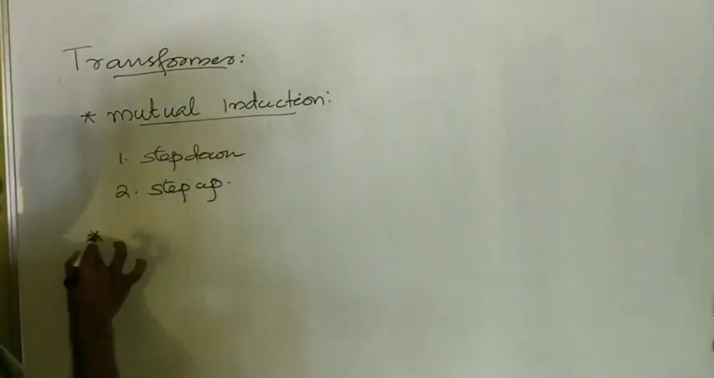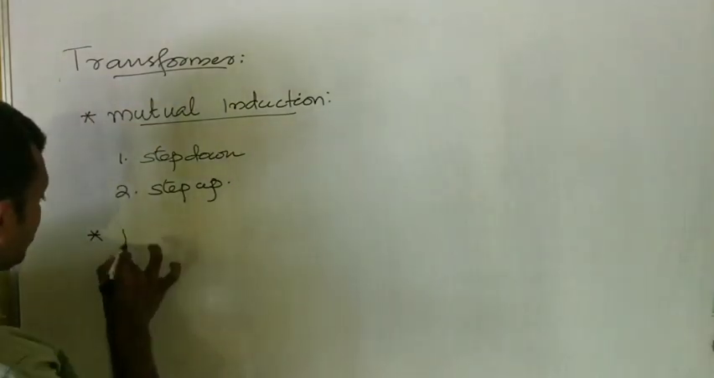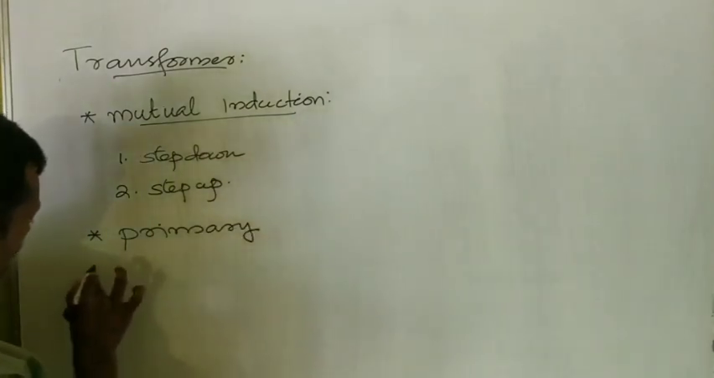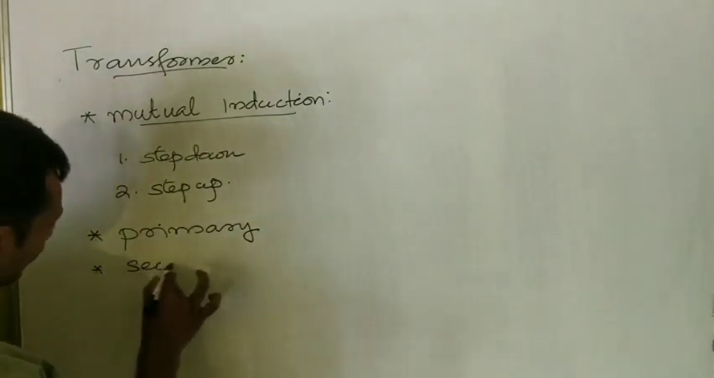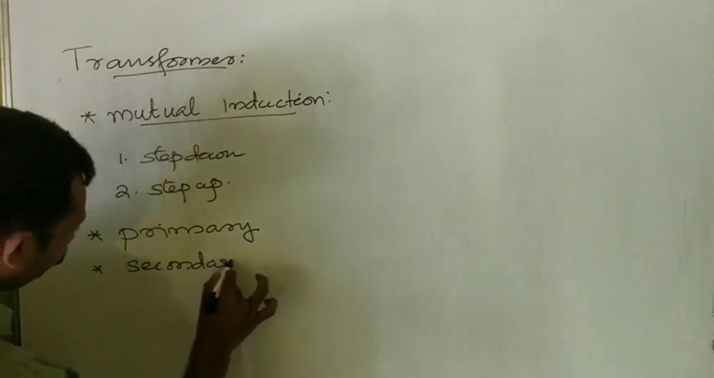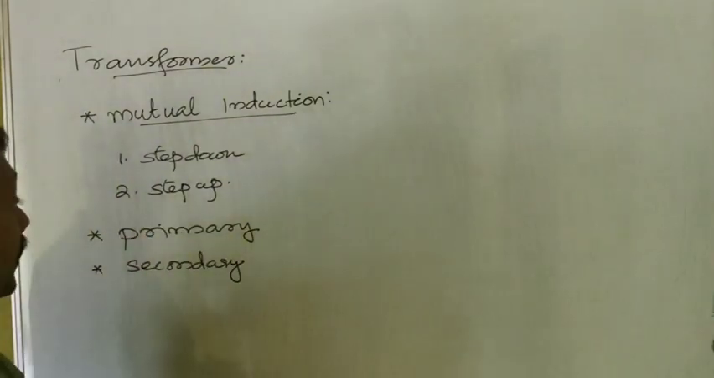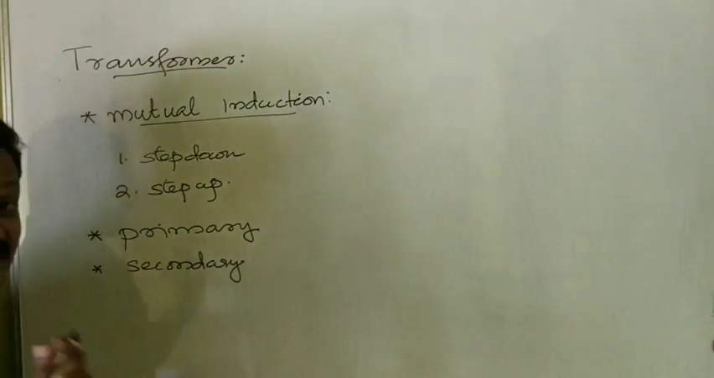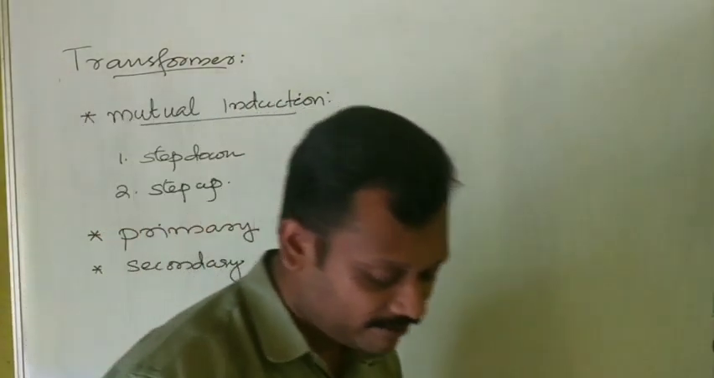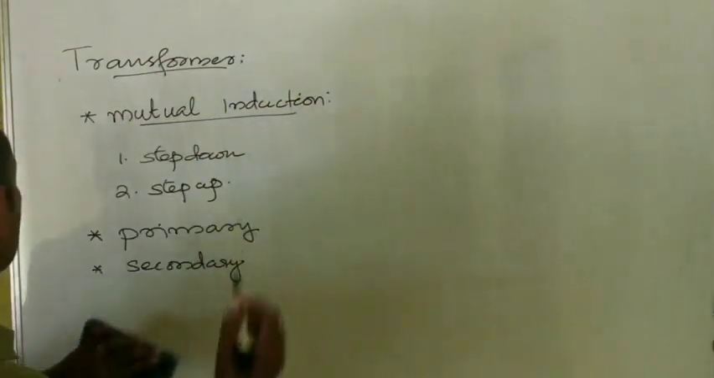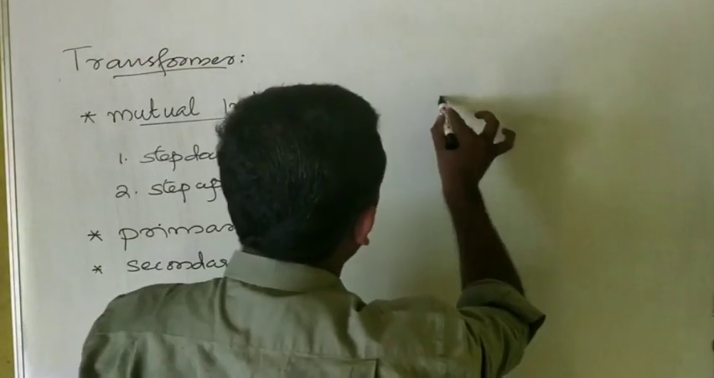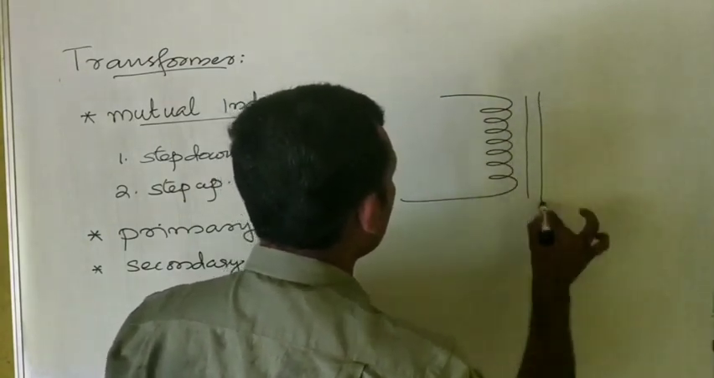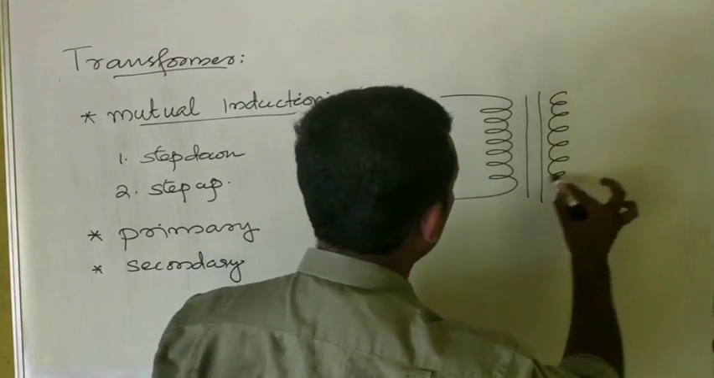Basically, a transformer consists of two types of windings. The first one is called the primary winding. The second type is called the secondary winding. Whether the transformer is step up or step down is determined by the number of turns of the primary and secondary coil. Now let us consider the basic representation of a transformer. This is the figure that represents a transformer with the core of the transformer.